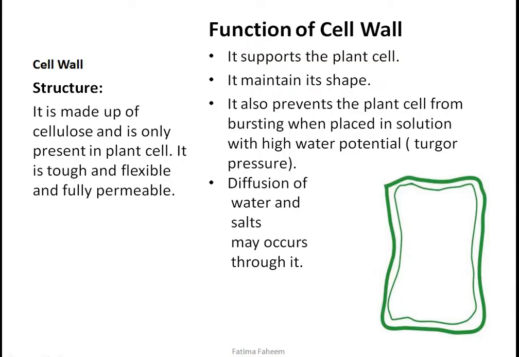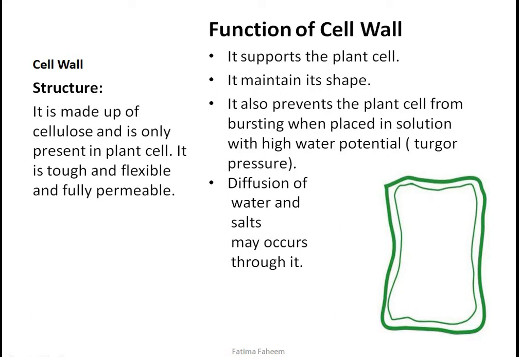We will first study its structure. It is made up of cellulose. Cellulose is made up of glucose and it is only present in plant cells. It is tough and flexible and fully permeable. Fully permeable means that it does not stop the entry or exit of any molecules. It will let molecules pass through without any check and balance.